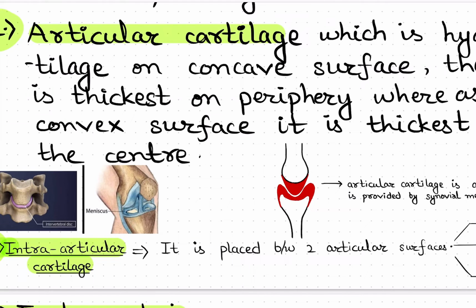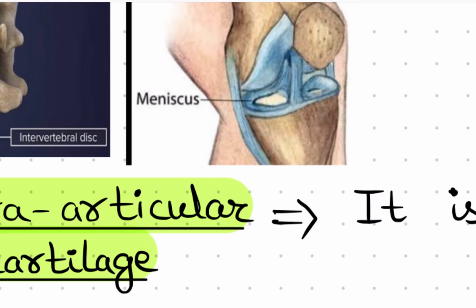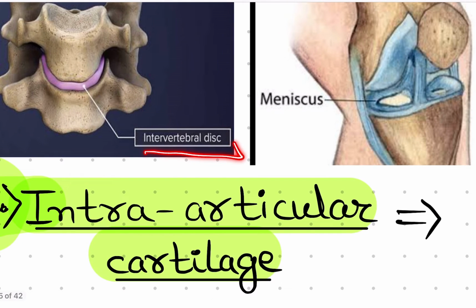Now let us discuss some more important terms. We have intra-articular cartilage. Now what is this intra-articular cartilage? As the name suggests itself, it is a type of cartilage present between two articular surfaces. Like we have one articular surface and another articular surface. This particular cartilage, which is present between two articular surfaces, is known as intra-articular cartilage. And the example which we are showing in this figure is intervertebral disc.